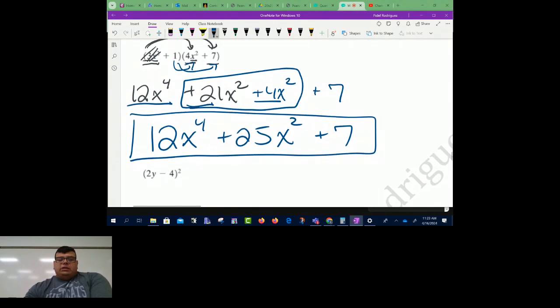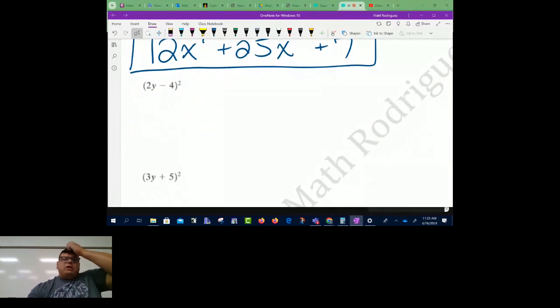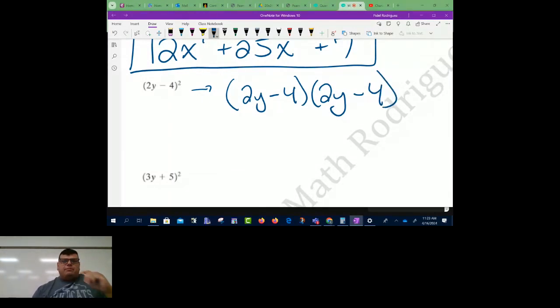Y'all, let me scroll down a little bit more. So for this one here, y'all, when we have 2y minus 4 all squared, I always tell my students, if you see something like this, remember what it means to square something. It means to write it down 2 times. So I'm going to write 2y minus 4 and another 2y minus 4.